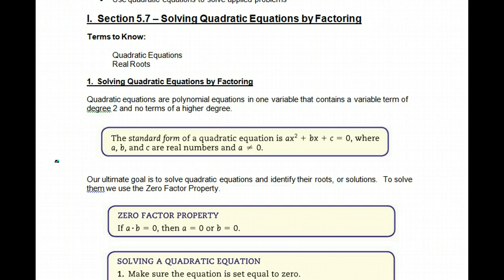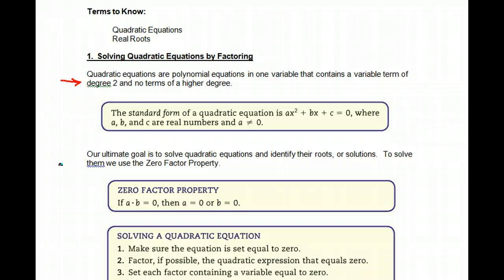Quadratic equations, by definition, are polynomial equations in one variable that contain a variable that has a degree of 2 and no terms higher than that. So our biggest power is always going to be the power of 2. The standard form of a quadratic equation is considered to be ax squared plus bx plus c equals 0. You want everything to be all on one side of your equation, and you want your equation to be set equal to 0. A, b, and c should always be real numbers, and a should never be equal to 0, because if it is equal to 0, then that eliminates our quadratic term, and we're no longer dealing with a quadratic. We instead would be dealing with a linear equation.